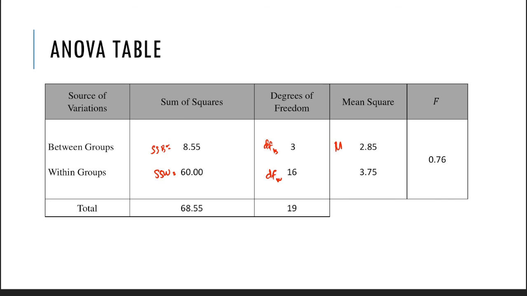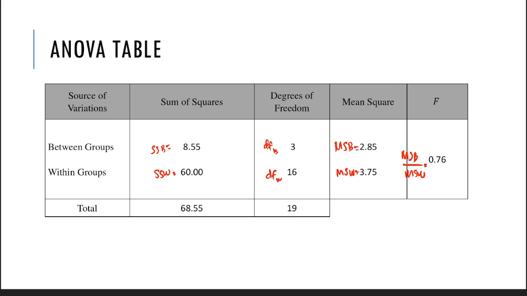This is the MSB, or the mean square between group. This is the mean square within groups. Tapos, ito naman, that will be our F computed, which is actually equal to our MSB divided by our MSW, which is equal to 0.76. Okay? And yung total lang, kinuha lang natin yung total ng ating degrees of freedom, kaya nakuha natin itong 19.